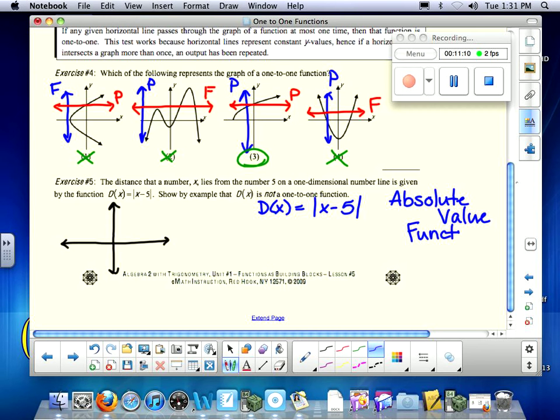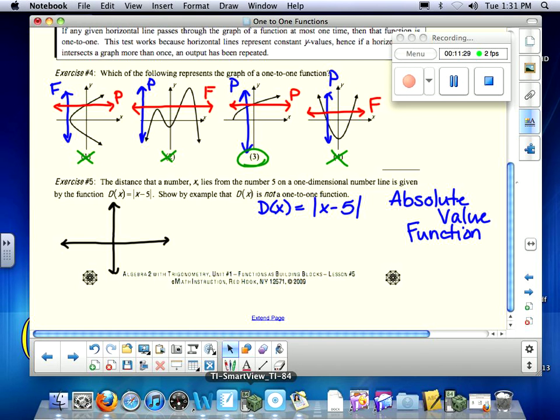If I would have seen the little lines sticking up and down, I would have known it was absolute value. Those lines are printed on the worksheet in front of you. It's going to be a V-shaped, beautiful function.